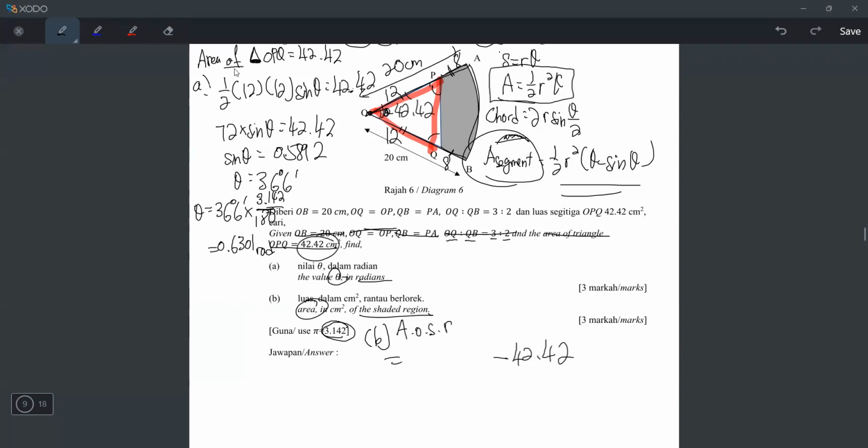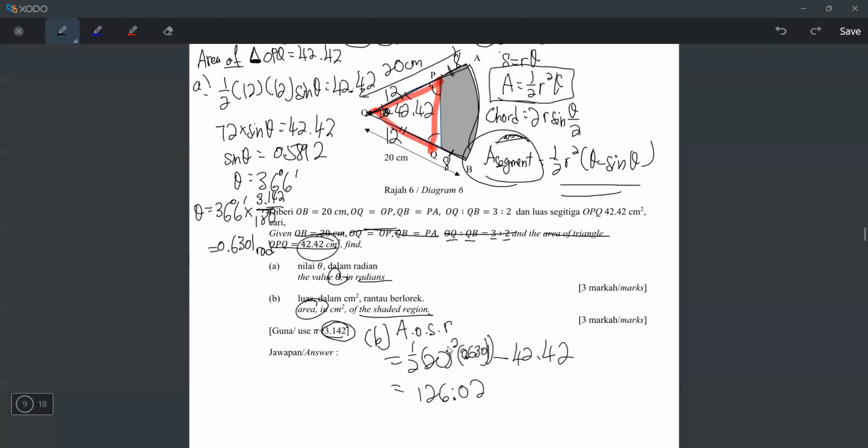For the area of the sector, now you can use this formula. Just now I did it wrongly, right? But now you can use this formula: 1/2 r squared theta. The r should be 20, because you're finding the sector, so the radius is 20. And the theta, you have to put in radian: 0.6301, not the 36 degrees 6 minutes. So 20 squared divided by 2 times 0.6301. Okay, I get 126.02.